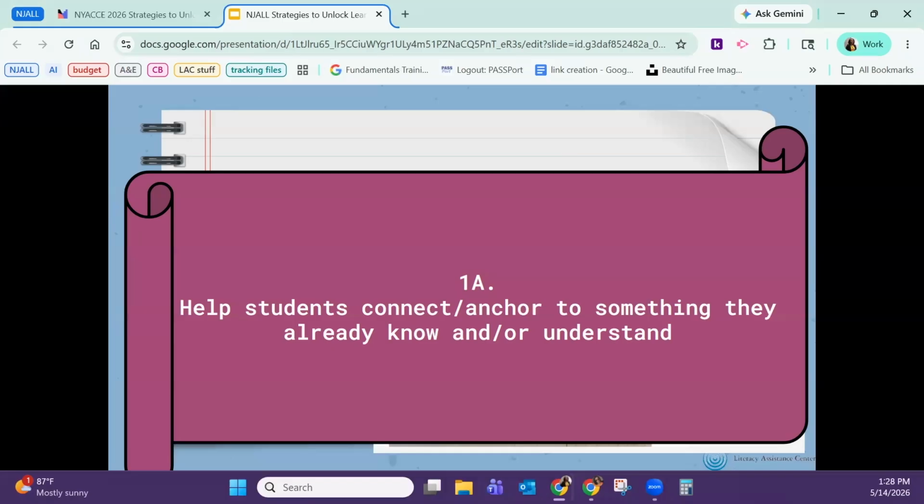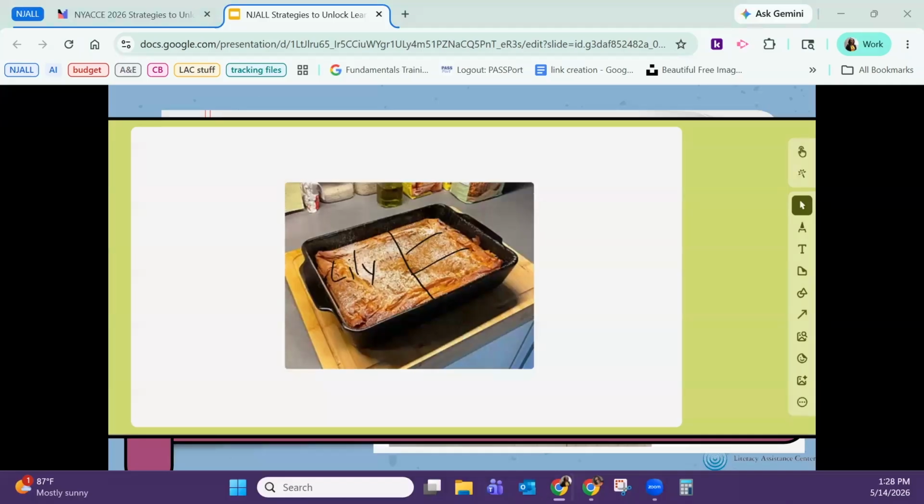And then when I did it again the next week, I still got, there are 1, 2, 3, 4, 5, 6, 7, right? I'm like, ah. So then I had to employ my other strategy, connect to something they know and understand. So this is what I did. I took out a lasagna. I was like, your mom made a lasagna, you love lasagna.